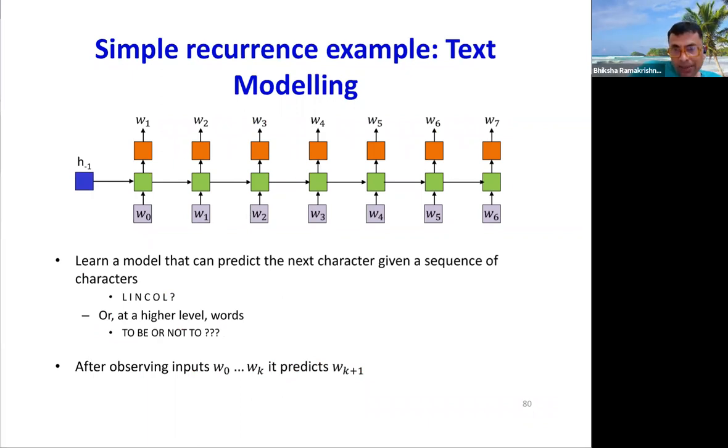working on a simple example of using time synchronous models, trying to model text. Here, you want to learn a model that can take in, say, a sequence of characters, L-I-N-C-O-L, and it must guess the next character, or a model that takes the sequence of words "to be or not to", and it must guess the next word. In both cases, the problem boils down to this. It observes a sequence of symbols, which could be characters or words, and it must predict the next symbol in the sequence. So from W0, it must predict W1. Then from W0 and W1, it must predict W2. From W0, W1, and W2, it must predict W3, and so on.